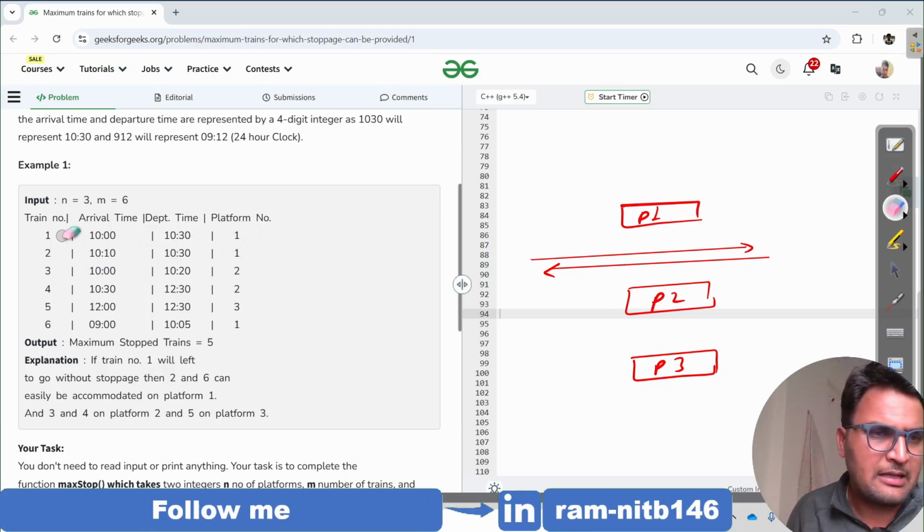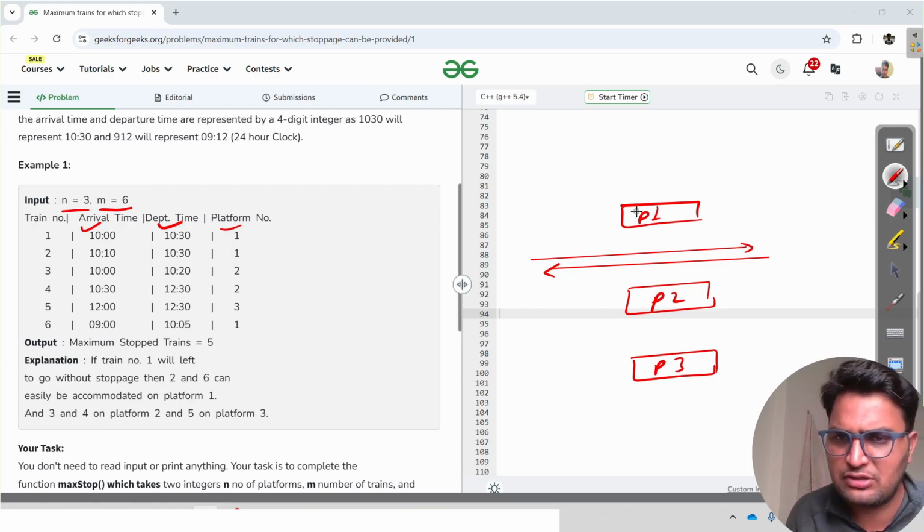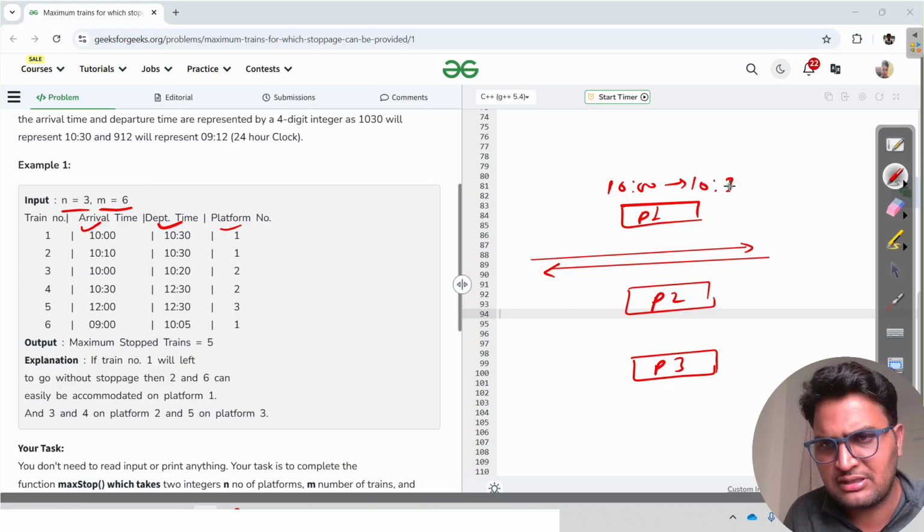So here the example is n is 3, means we will have three platforms. M is 6, it means 6 train data we will get, right? And as mentioned in the question, this is arrival time, this is departure time, and this is platform number. So for example here 10:00 to 10:30, this train will come at the platform number 1, so it will come here and it will stay here from 10:00 to 10:30, correct.